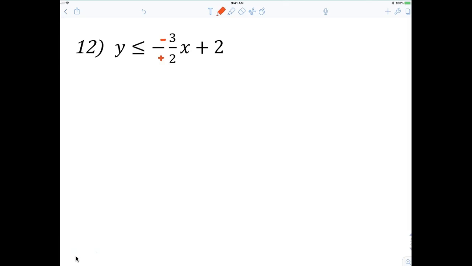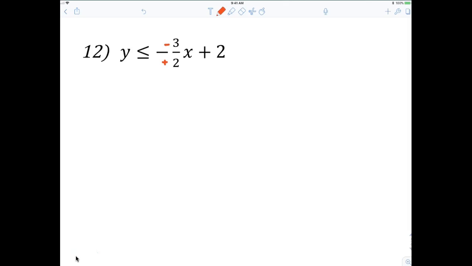So then go up two. Then you'd go what? Yes, up two. Down. And then what kind of line? Solid or dotted? It's solid because there's an equal. Okay, so then it'll be solid. And then you're shading? You're shading down. Right, below. Yeah. You're shading below. Feel good? Yeah. All right, James? Good?